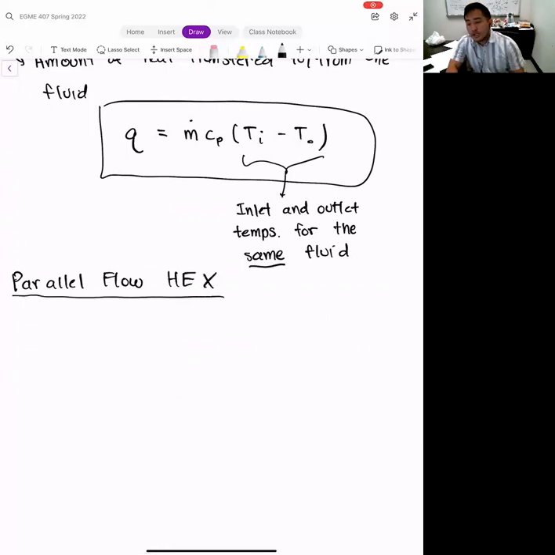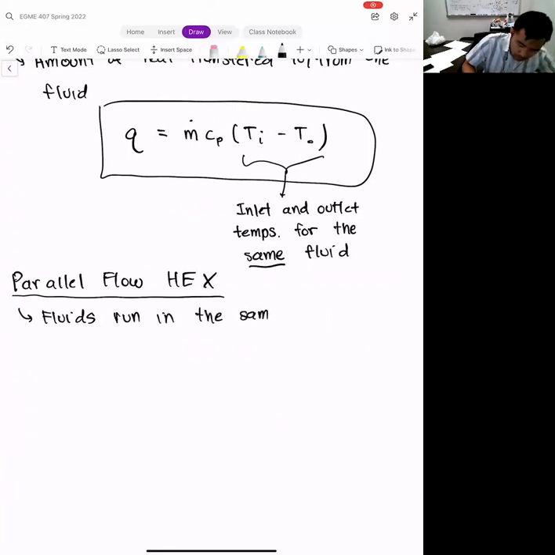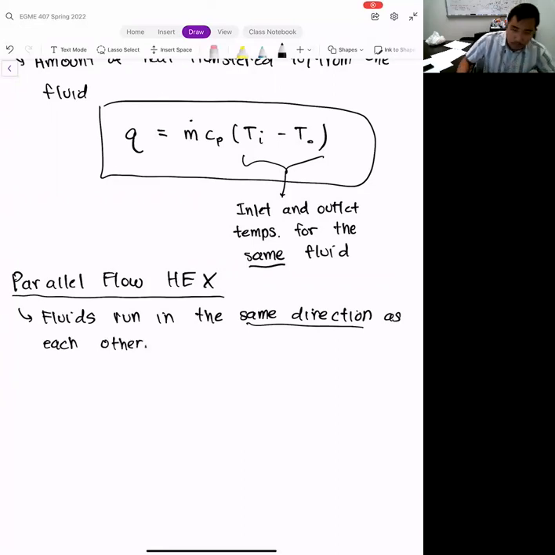The idea with parallel flow heat exchangers is that the fluids are going to run in the same direction as each other. Another way that you can put this, and I think this is probably more useful in terms of your calculations, is that when the two fluids are flowing in the same direction, that means their inlets are right next to each other. And so the inlets occur at the same place in the heat exchanger.